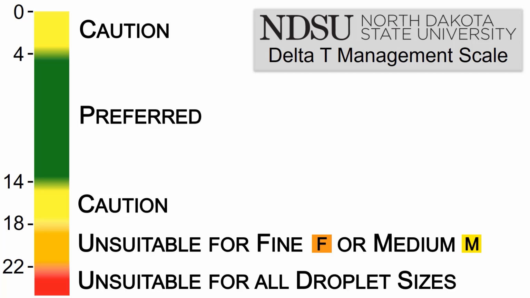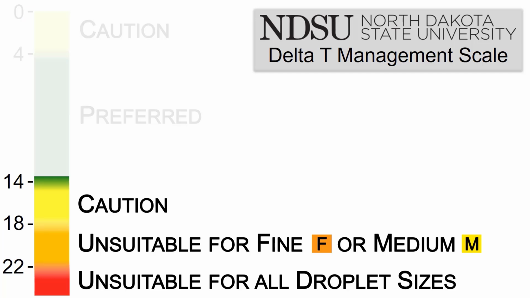NDSU has a delta T management scale available that suggests mitigation approaches for different levels of delta T. This is available through the North Dakota Weed Guide, or you can search online to find it as well. For the purposes of this talk, I'm going to focus on what happens with an elevated delta T. So what happens when delta T values are greater than the preferred range, which represents a high evaporation environment.